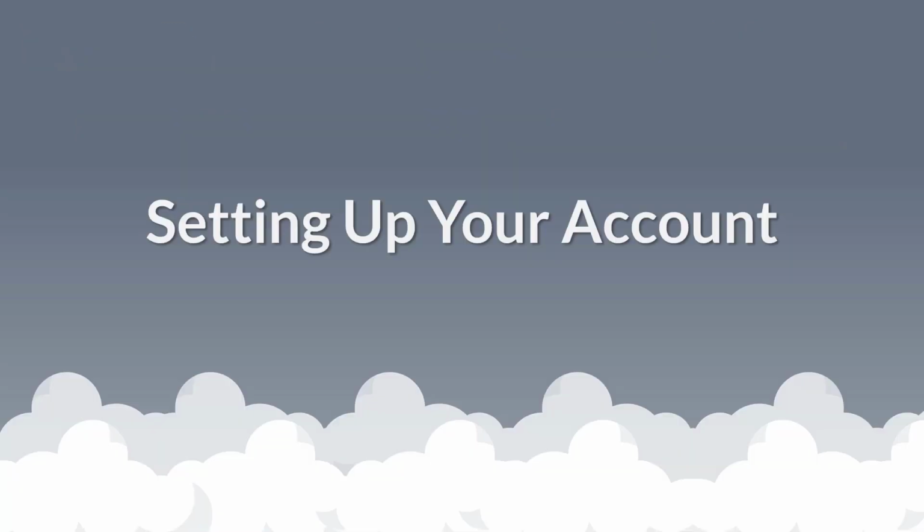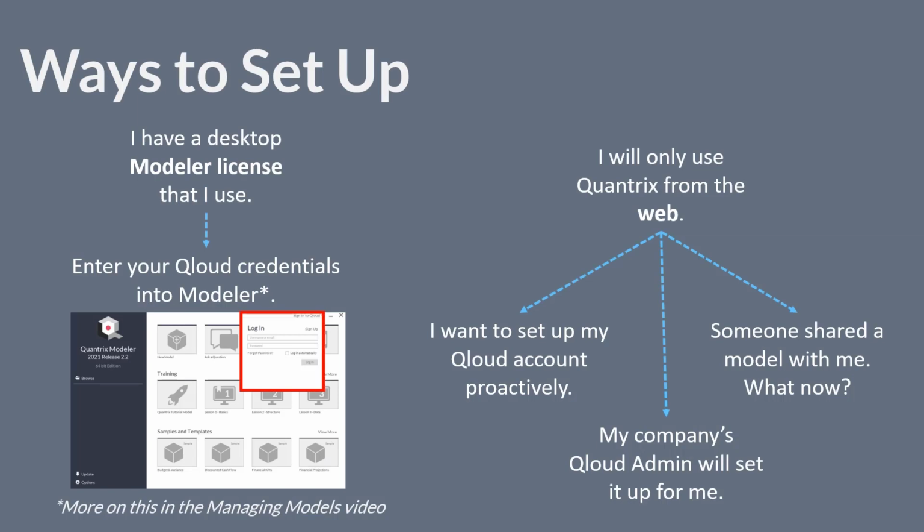Now, we'll show you how to set up your account. There are different ways to set up your Qloud account. If you have a desktop Modeler license, there are ways within the product that you can sign up and enter your credentials. We'll have more on this in a different video. Or you might only be using Quantrix on the web. In this case, there are 3 main branches. You may want to set up your account proactively, your company admin might set it up for you, or someone has shared a model with you and you've received an email. In the next step, we'll show you how to set up your account if someone has sent you a model.